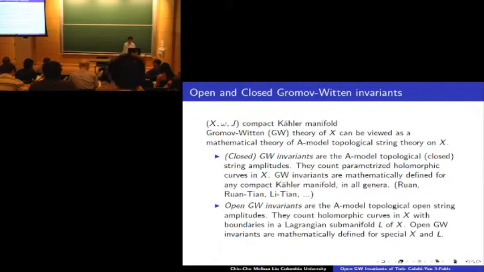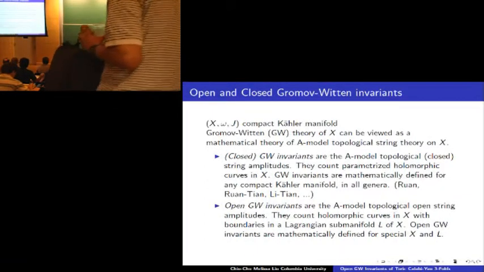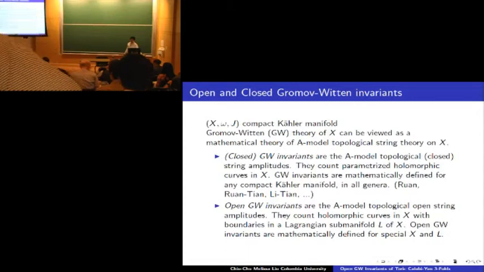On the other hand, open Gromov-Witten invariants are the A-model topological open string amplitudes. They are supposed to count holomorphic curves in X with boundaries in a Lagrangian submanifold L of X. L can possibly be disconnected. Open Gromov-Witten invariants are mathematically defined only for special X and L.